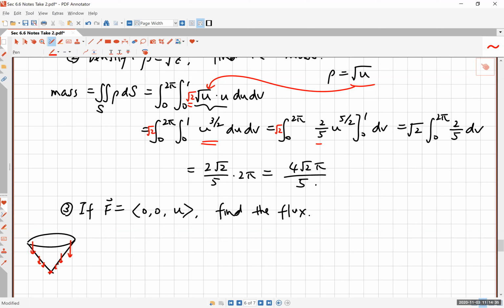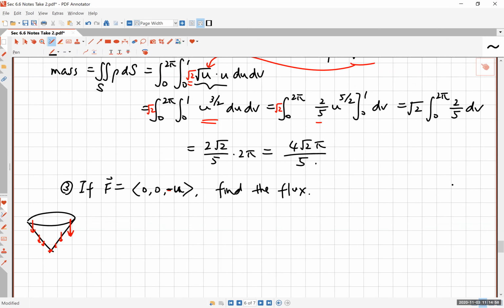So u, remember, was z. So at this point, actually, it's minus u. This is my vector field. So it is kind of going down, down, down, and so on. Things are penetrating, and the question is, how much of this fluid, coffee, is going down from the top to the bottom of this filter? All right, so that's the question.